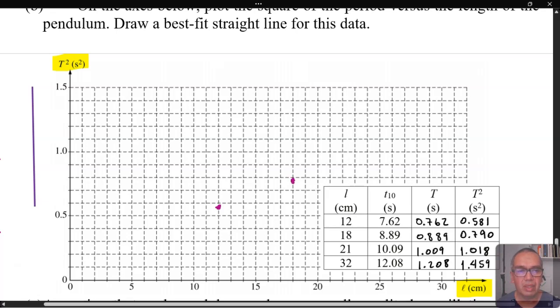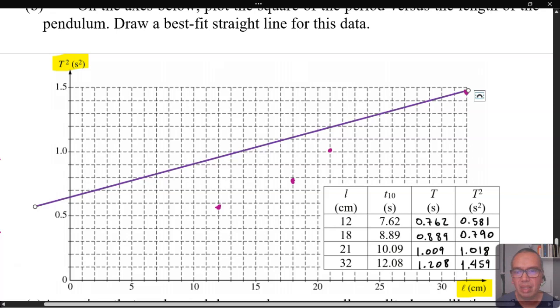Next, 21 centimeters, 1.018, almost exactly 1. And finally, 32 centimeters and 1.459, which is somewhere around that. So it does look approximately like there is a straight line there. Now, of course, you're going to do it with a ruler. Here, I'm going to do it with a line like this.